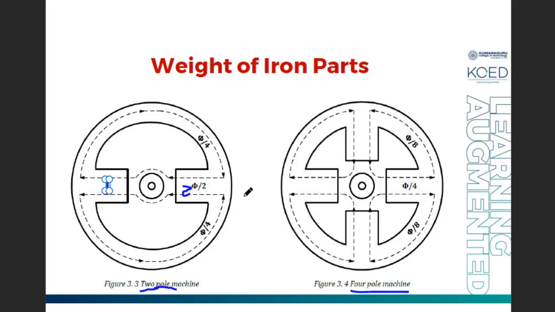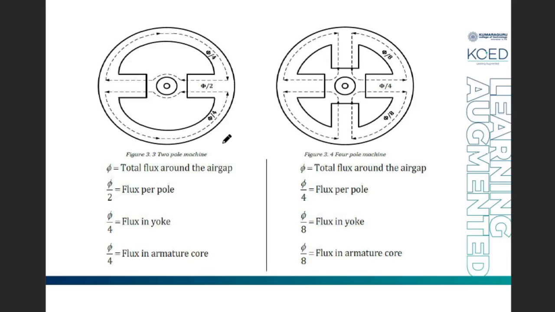In this case, just observe what is the nature of flux happening here. If you compare these two machines, say for example, I am assuming the total flux around the air gap as phi. So if I take phi as the total flux, in this machine there are two poles. So what will be the total flux per pole?